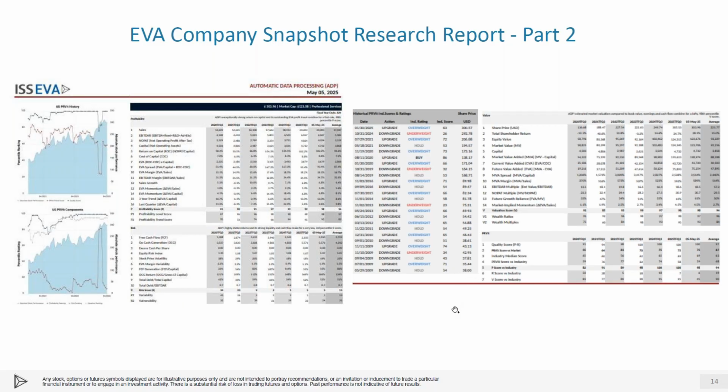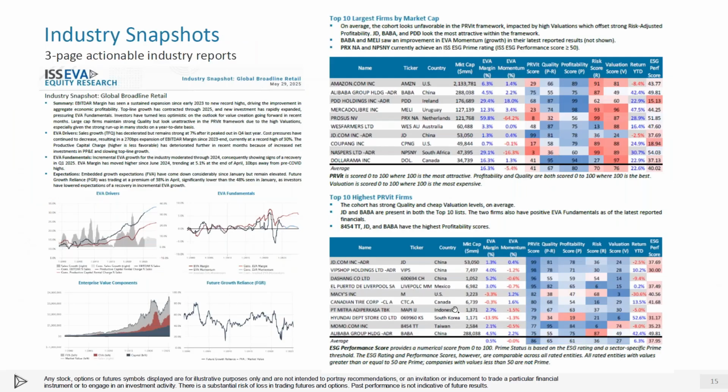Okay, next slide. Introducing the next type of report we call industry snapshots. These are really good, high-level, digestible 3-page reports to look at an industry. In this case, it's the global broadline retail industry. We start off with those EVA fundamental charts, going into the valuation charts. And then what we do is list out the top 10 largest firms by market cap in that industry to give a reflection, from a market cap perspective, of what's driving that industry.